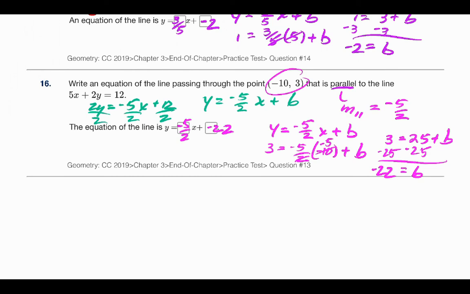All right. Again, the test is similar, ladies and gentlemen. Make a good cheat sheet.